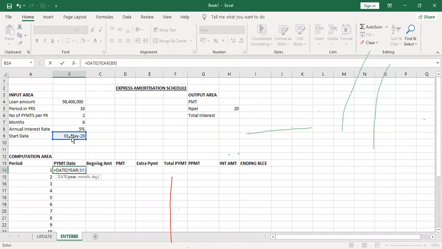Comma. Then type month. Month, open bracket, go back and click on the start date. Leave Shamira alone. Open bracket, close the bracket. Remember, if you get the start date and we add on 6 months, we get the payment date for period one, because you are paying every after 6 months. So after closing the bracket for month, plus, then you click on six, because you are paying every after 6 months.